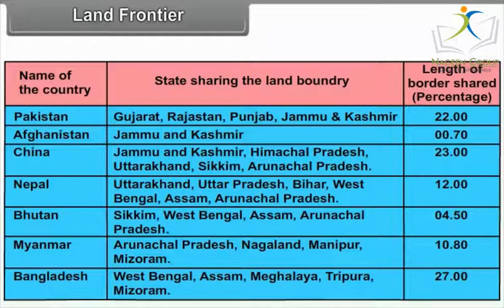Bangladesh: West Bengal, Assam, Meghalaya, Tripura, Mizoram, 27%.